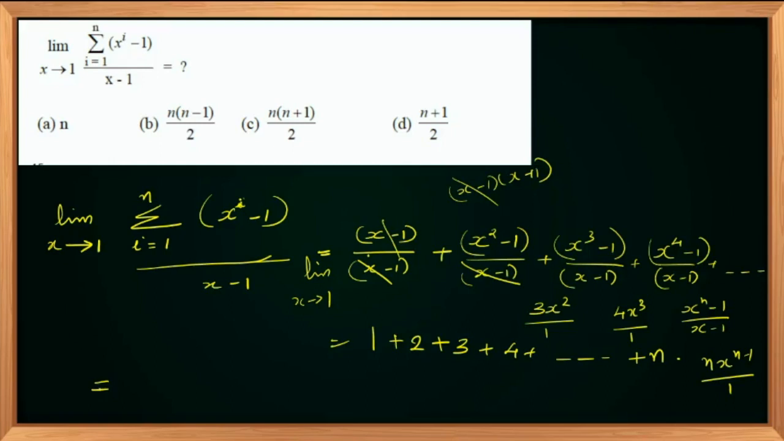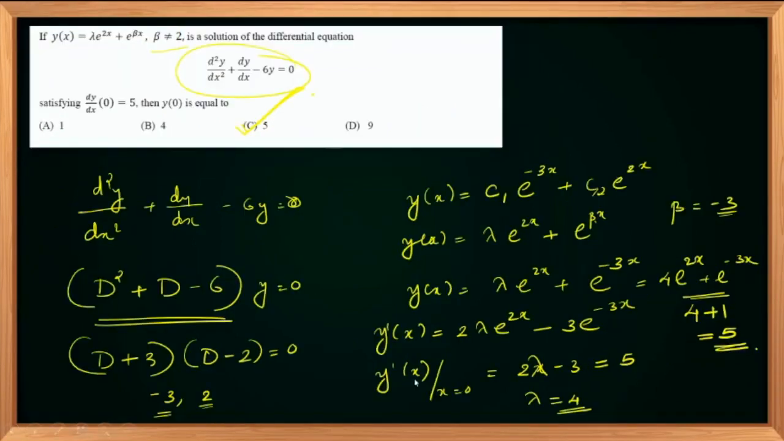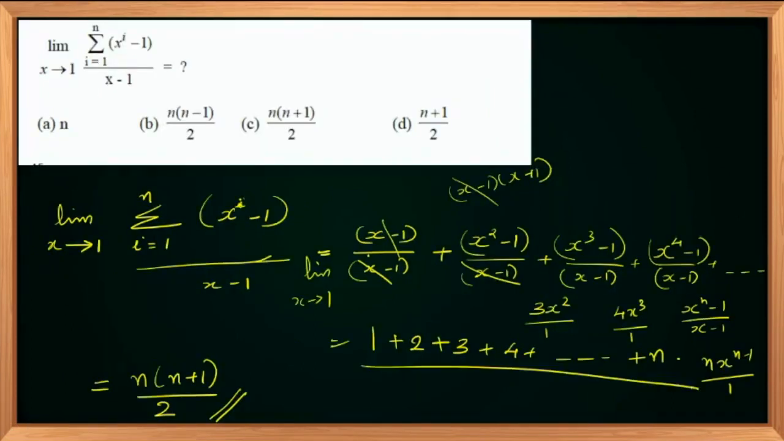All those who have given answer C are correct. N into n plus 1 by 2. Can you guys tell me where you made the mistake, Sujit and Atira? Did you get until this point and get the answer as n into n minus 1 by 2, or did you make a mistake in reaching here?